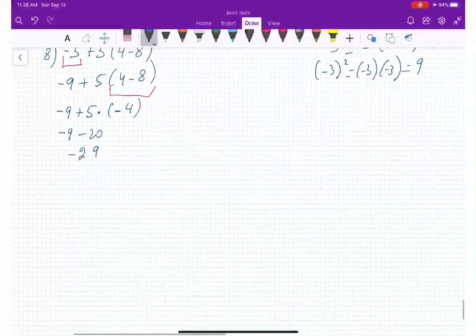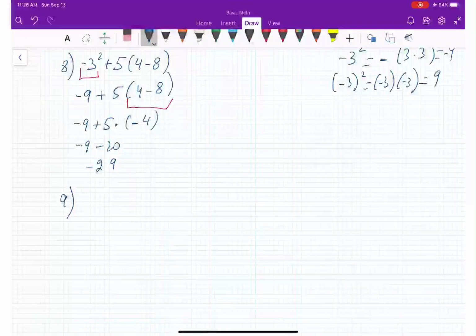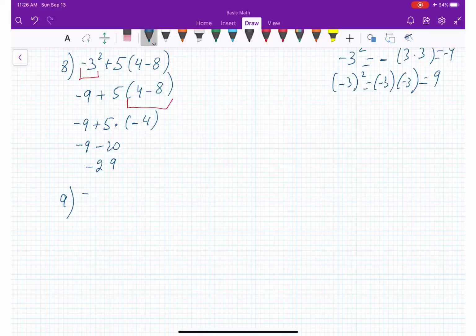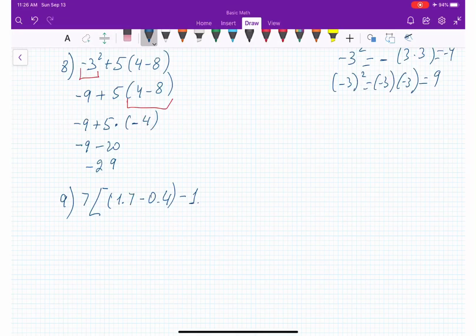Number 9. 7 times parentheses 1.7 minus 0.4, close parentheses, minus 1.3.